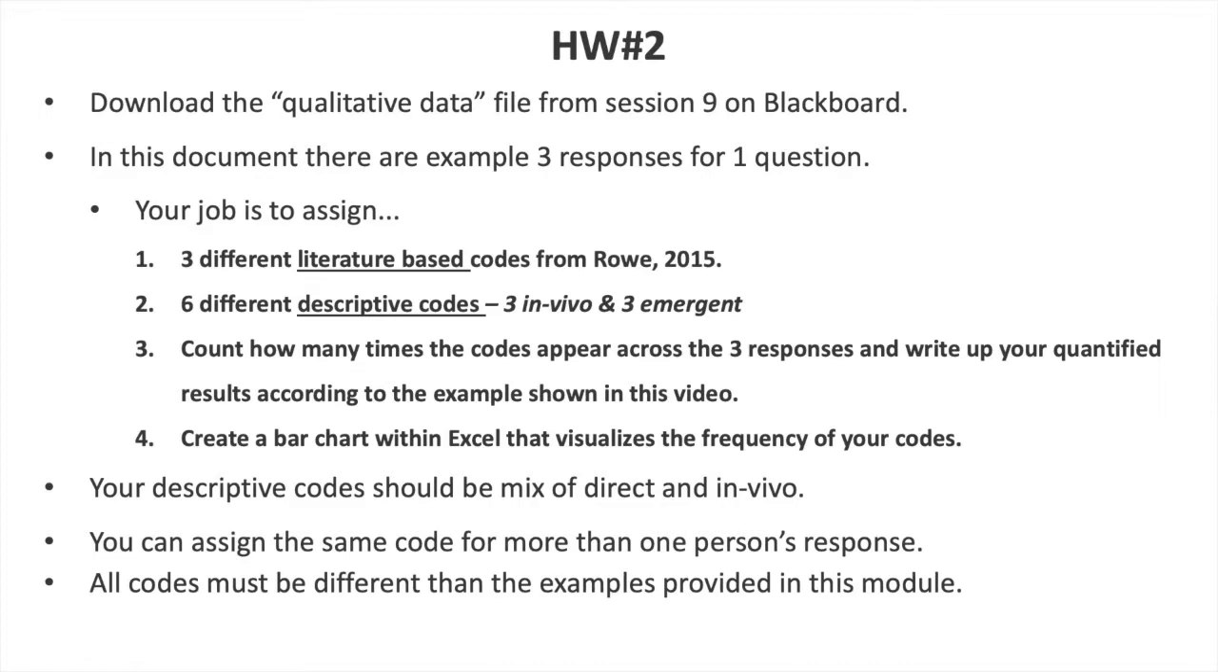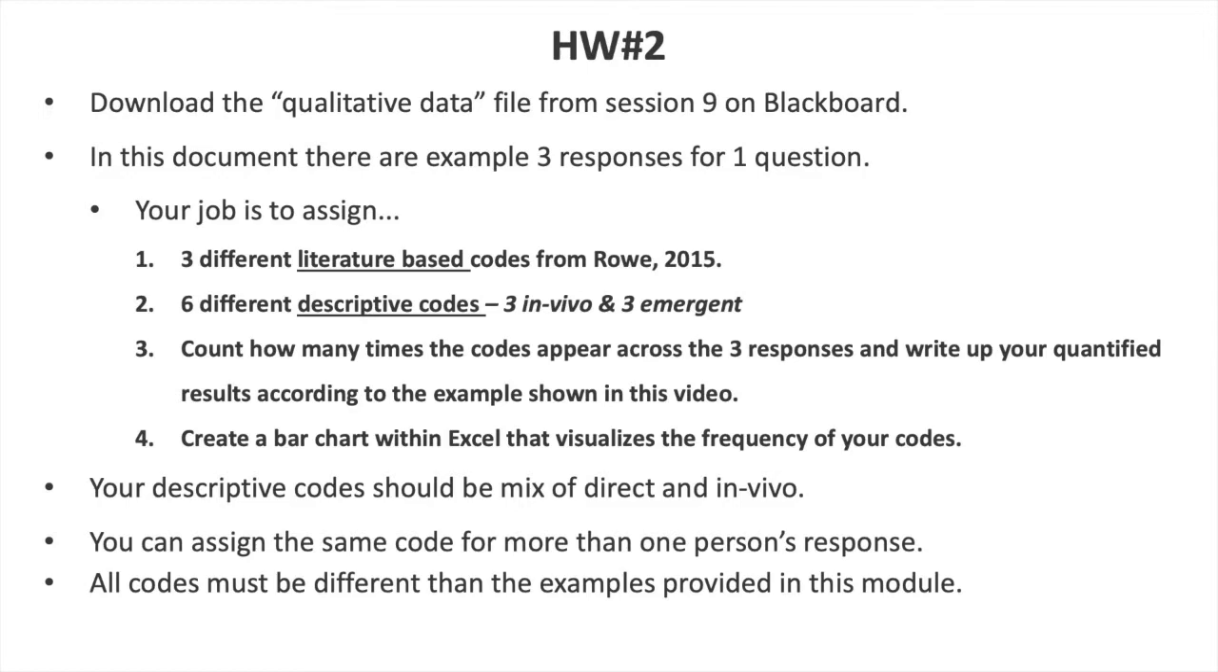And then what you're going to do is count how many times the codes that you've identified appear across the 3 responses and write up your quantified results according to the example that we just talked about. You don't need to do a data visualization in the same colors that I've done, but you do need to create a bar chart that visualizes the frequency of your codes. It doesn't need to be in the same font or format as mine, but you do need to make your own bar chart that visualizes how many times the codes happened.